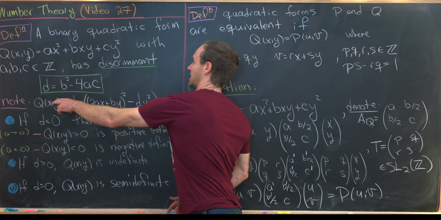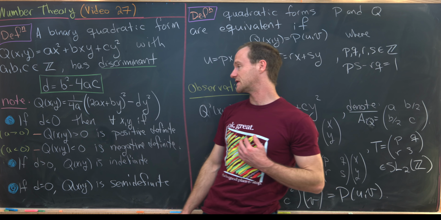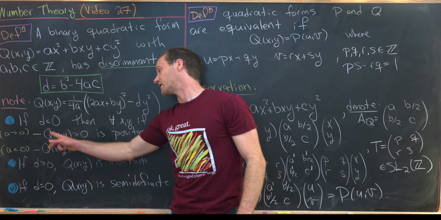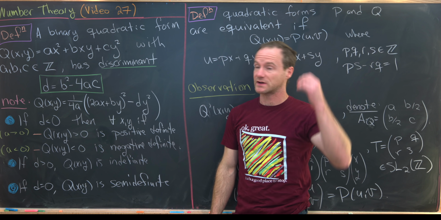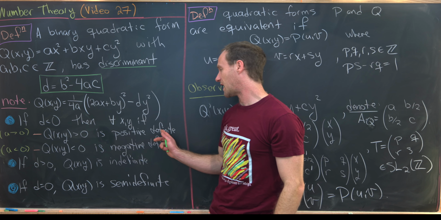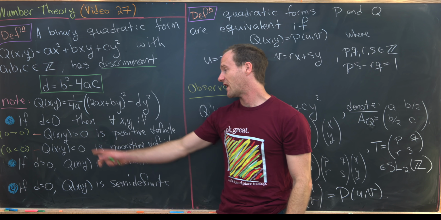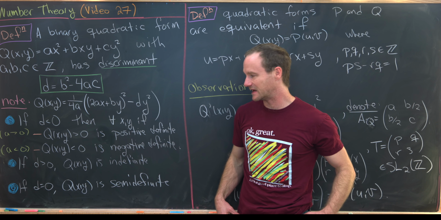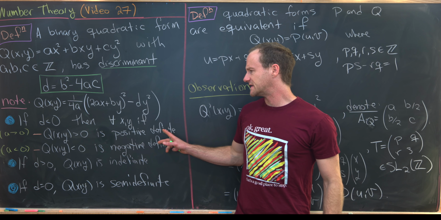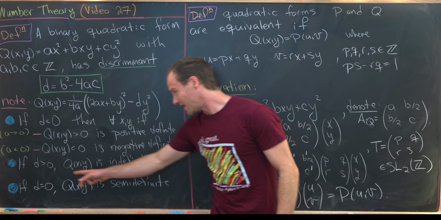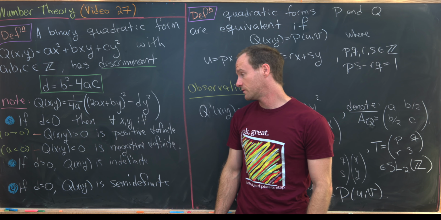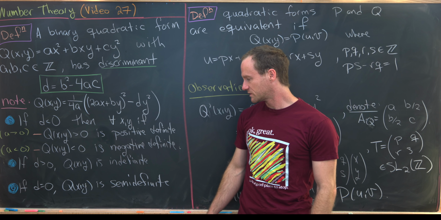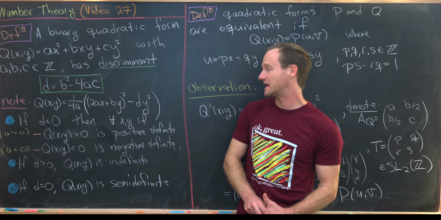So the sign of our quadratic form is completely determined, in this case at least, by the sign of a. If a is bigger than 0, then our quadratic form is always bigger than 0, and we say it's positive definite. If a is less than 0, then our quadratic form is always less than 0, and we say it is negative definite. Those are mostly the cases that we're interested in. But if d is bigger than 0, then q(x,y) is called indefinite. And if d equals 0, then q(x,y) is semi-definite.